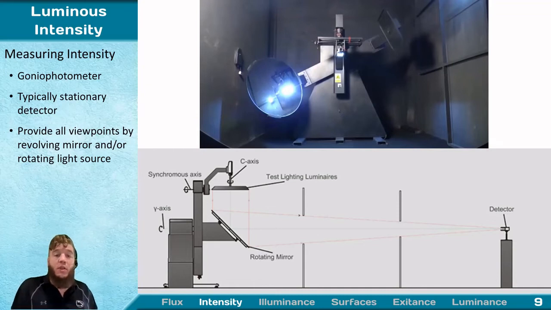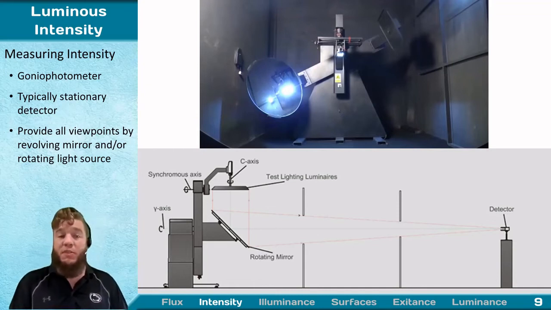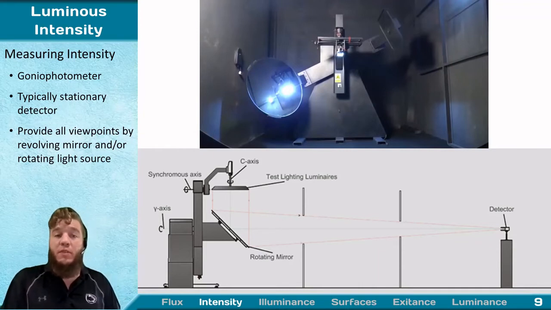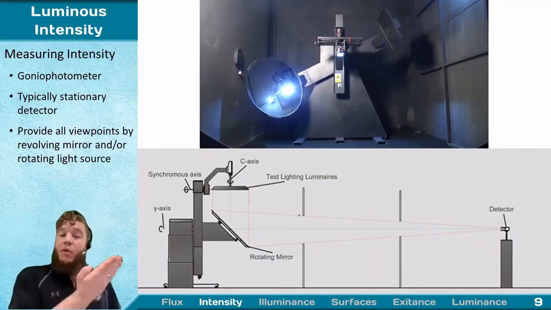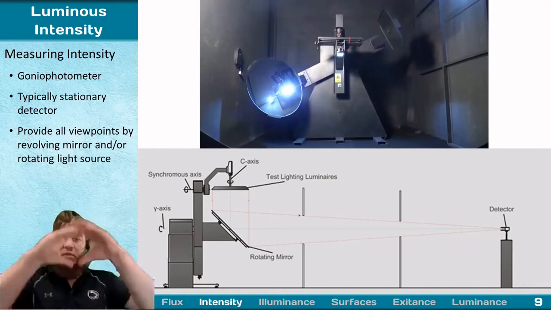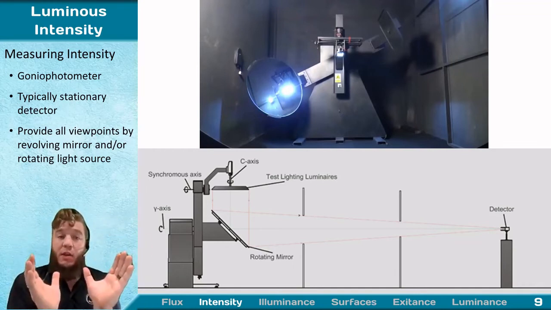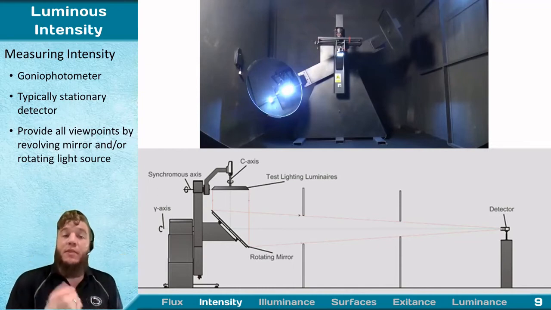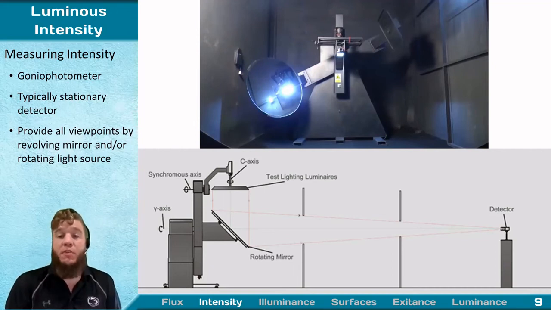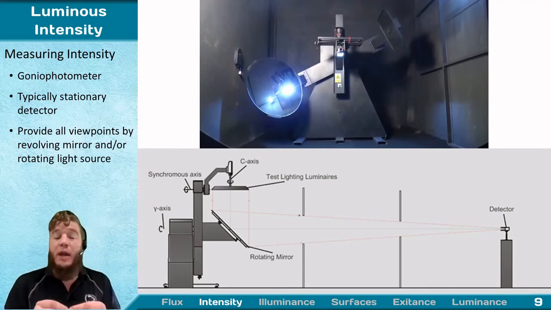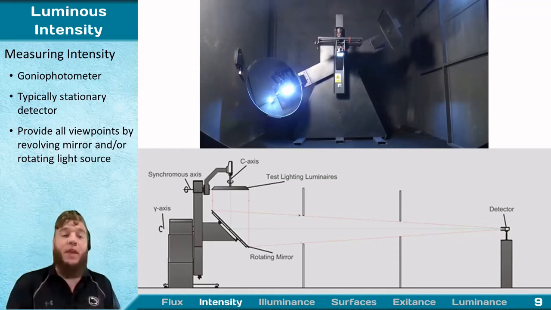Again, you don't need to worry about how this is measured precisely. What you need to know is that we're measuring all of the angles around a light source to characterize the light coming from that light source in each direction. This is going to be provided to you again on a manufacturer's cut sheet. And it's going to be provided to you in the form of a candela table, which allows you to characterize the intensity of that light source in any direction of interest.